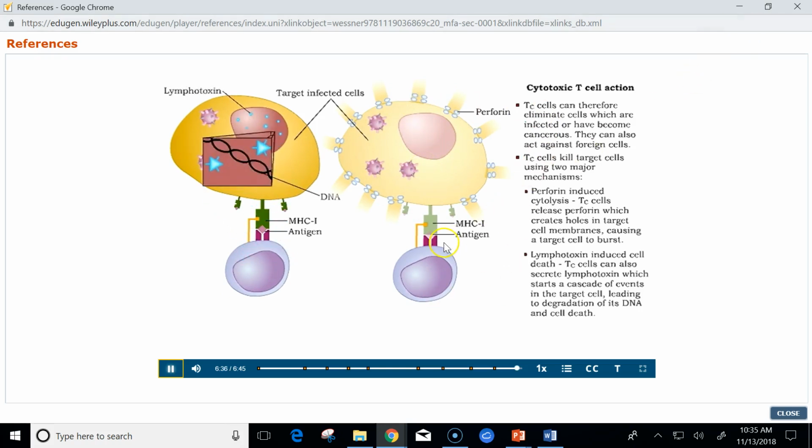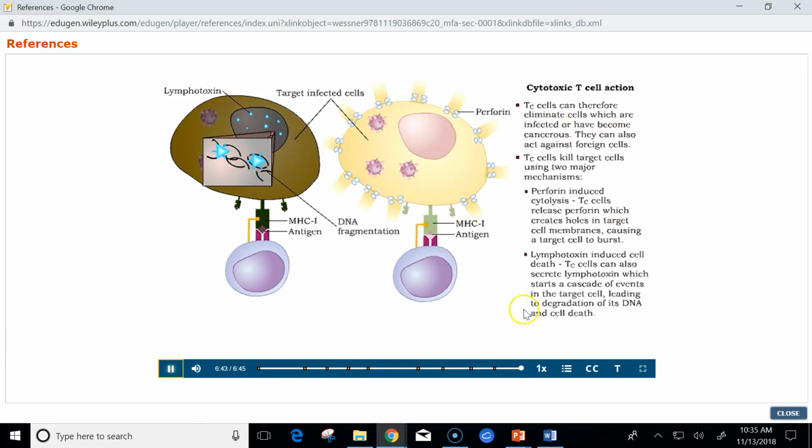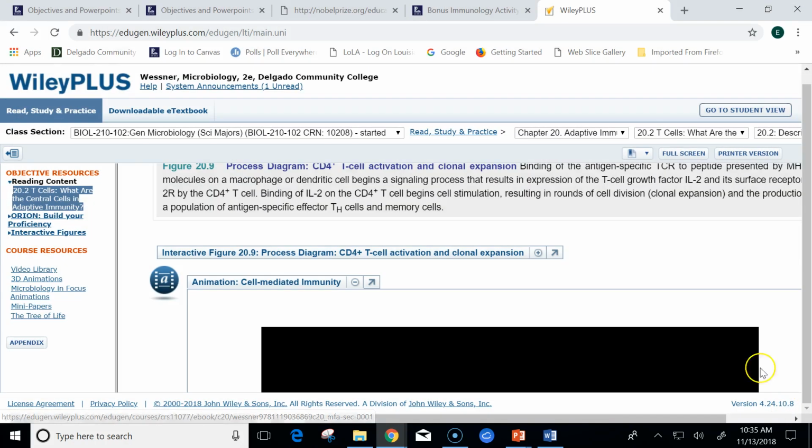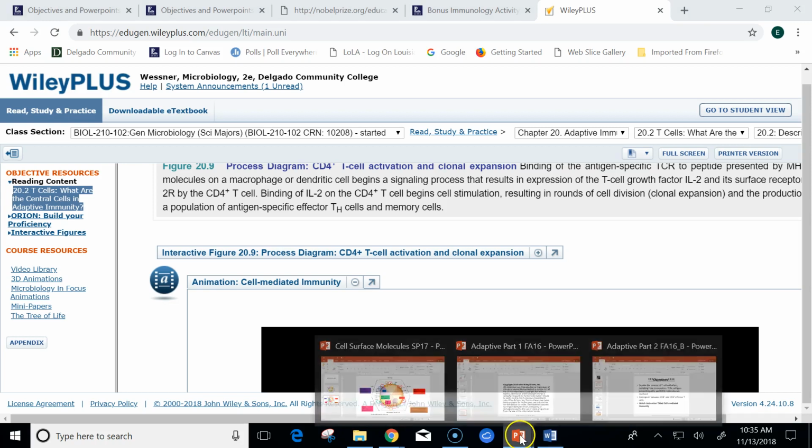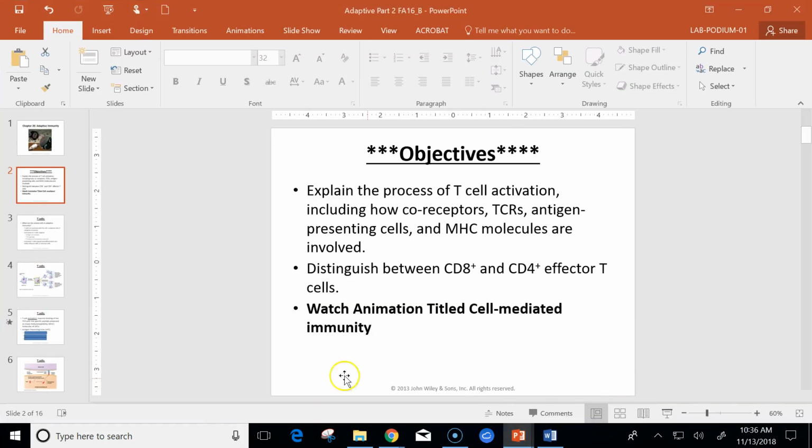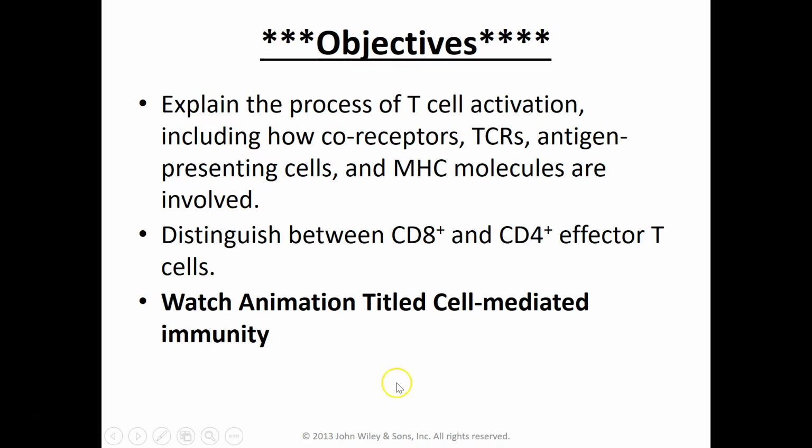So that's a good animation to walk through slowly, but don't get caught up in all the talking that the helper T cell does. So we'll close that one. That one's definitely a highly recommended one. Unfortunately, it's kind of hard to find in the book. That one's titled cell-mediated. There are some components of what we would call humoral. So what do we need to know?